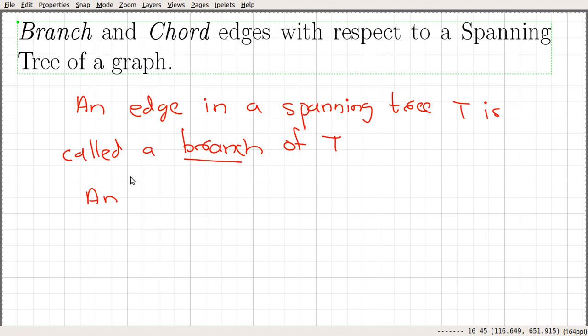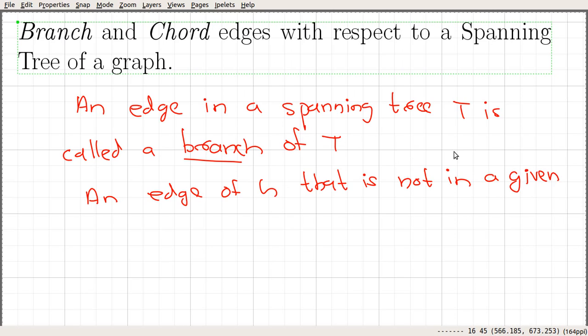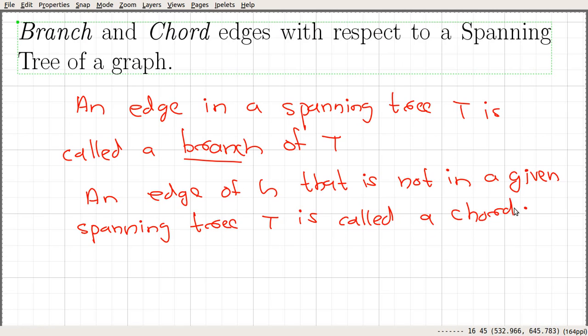And an edge of G that is not in a given spanning tree, T, is called a chord. So this is how we define branch and chord.